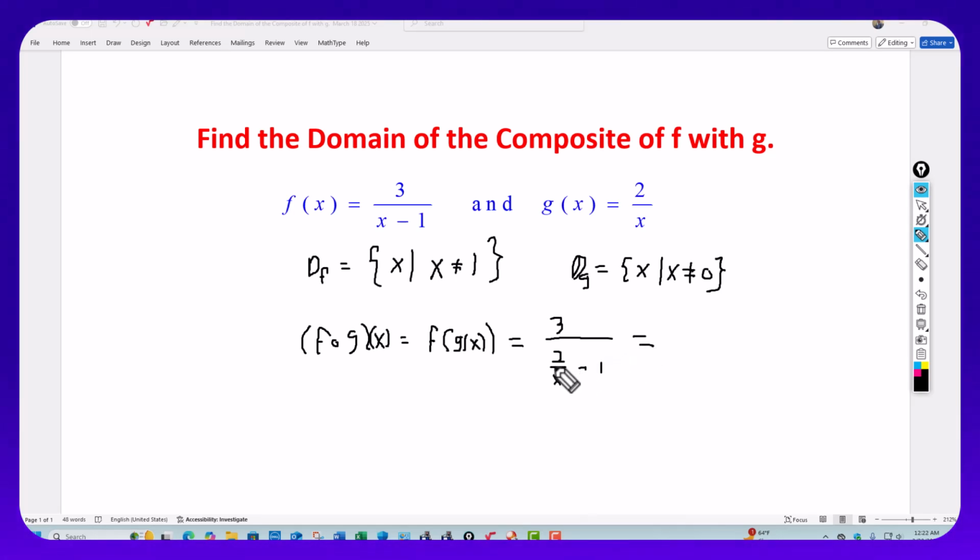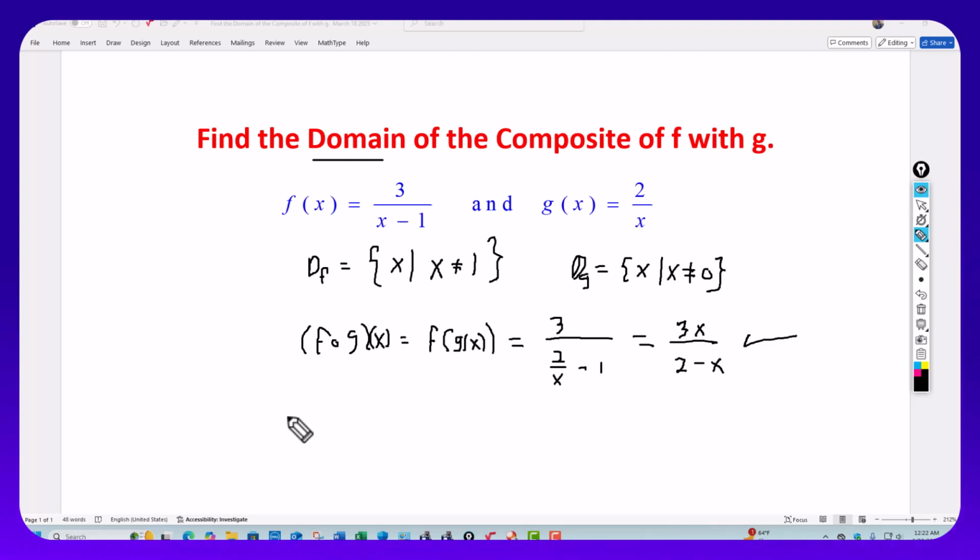And we simplify this, multiply through by x. That'll give me a 3x in the numerator. Multiplying by x in the denominator, the x cancels here, I get 2, and then 2 minus x. So here they're just asking for the domain. But you really have to look at what is the domain of f, what is the domain of g, and then just to double check it, find the composite function. That's this right here.